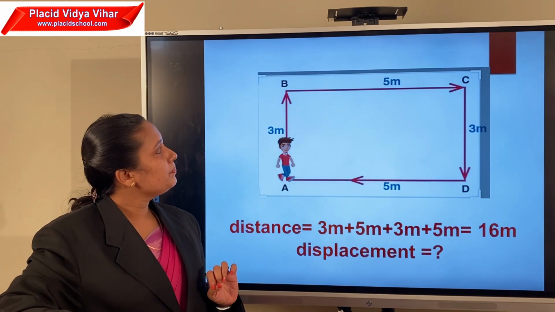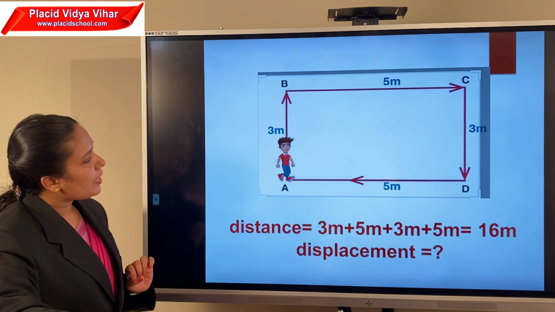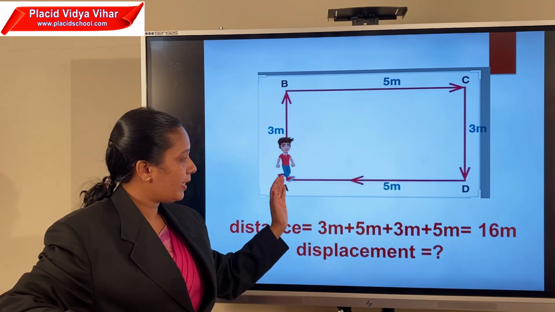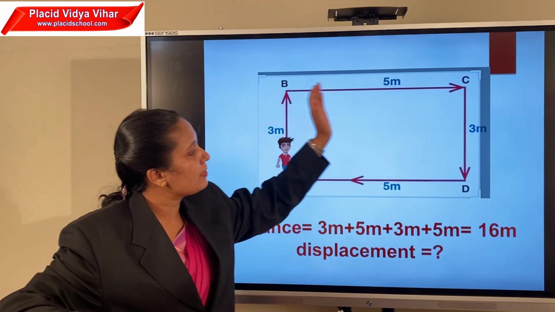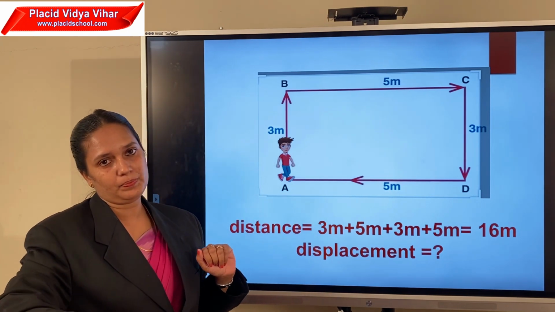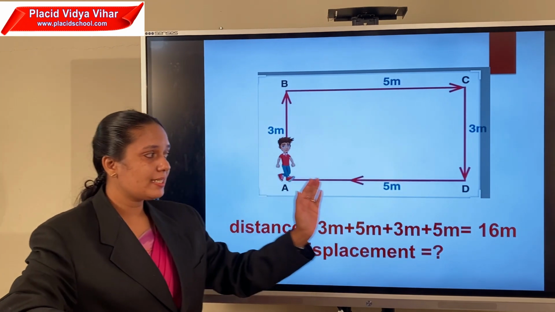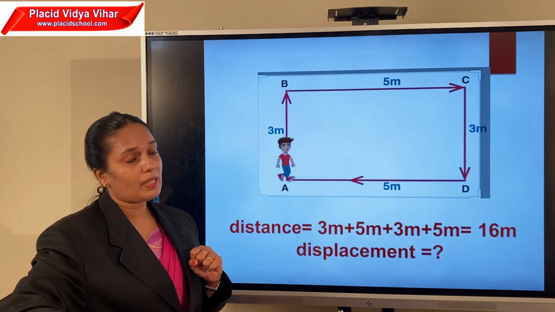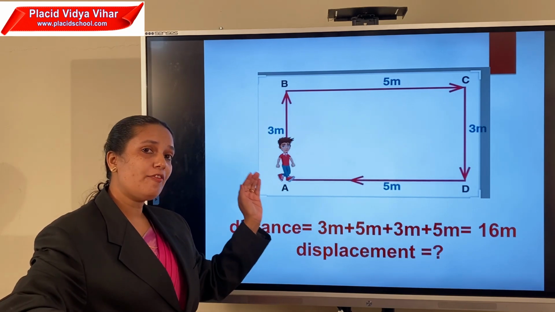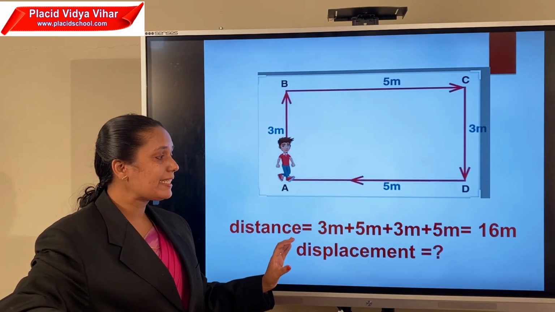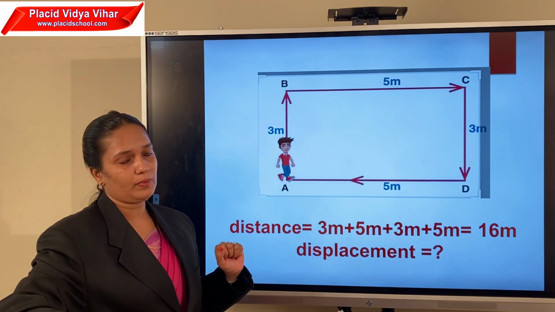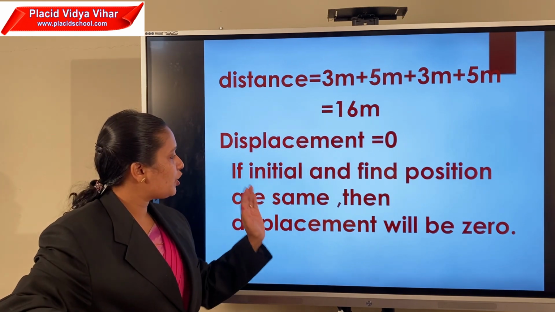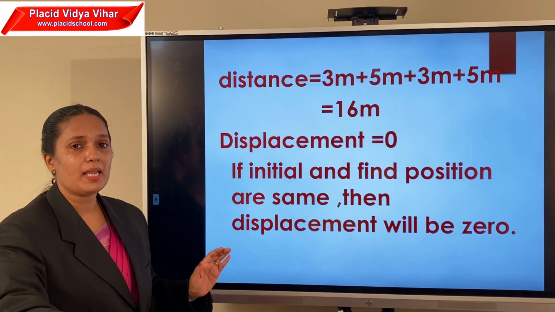Take another example. Here a boy starts his journey from point A and finally he reaches the same starting point A through B, C and D. So here distance is 60 meter. Then what is displacement in this case? Here you can see the initial and final position are same. So displacement is 0. So please remember this point. If initial and final position are same, then the displacement will be 0.